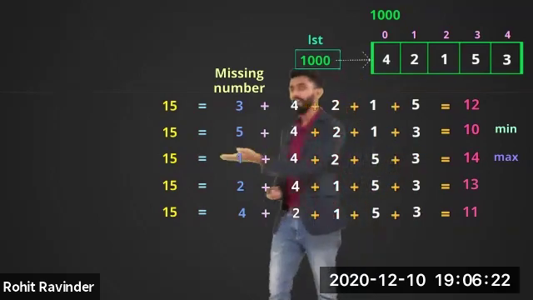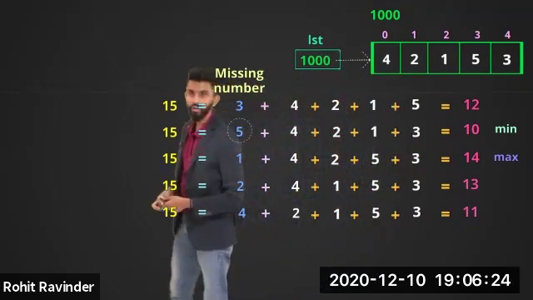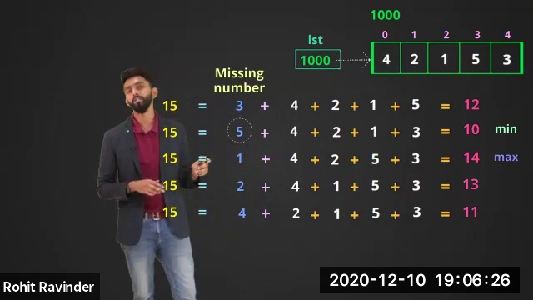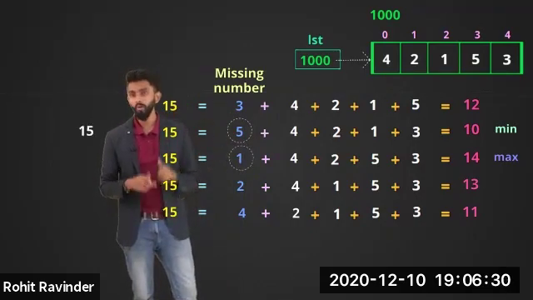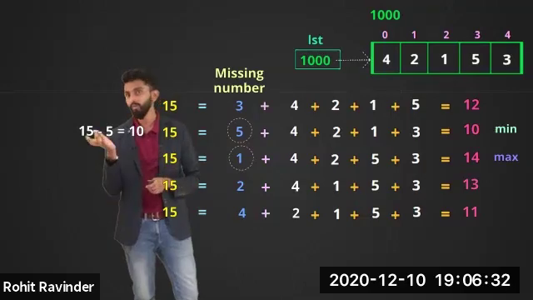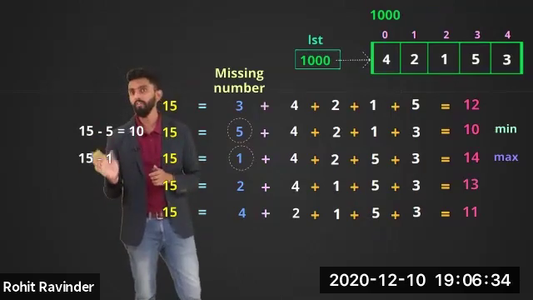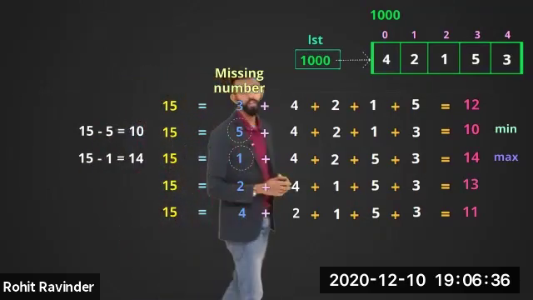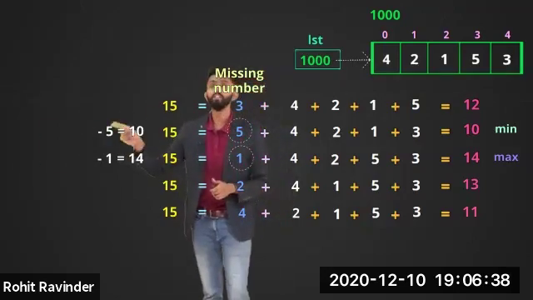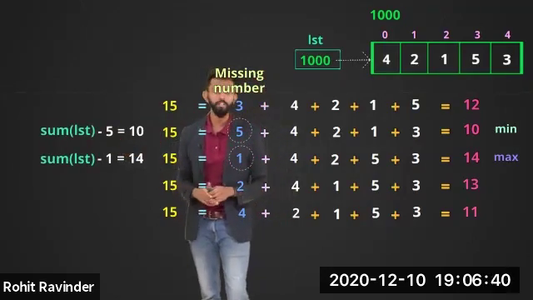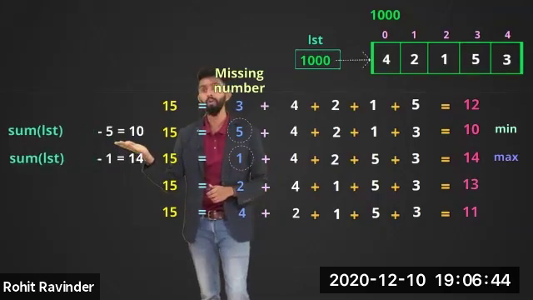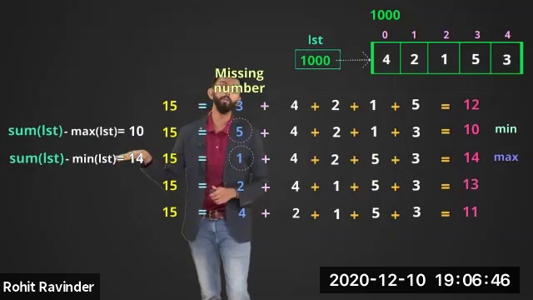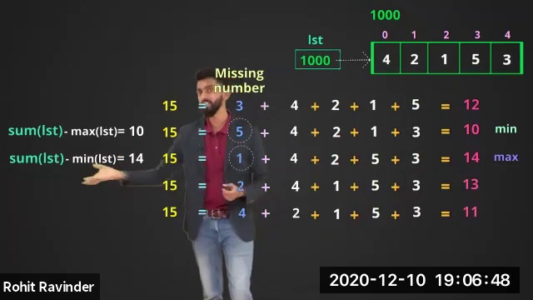That's it. That is what I'm also just writing and showing you, which is this 5 is the maximum value, this 1 is nothing but the minimum value, these are nothing but the sum. So 15 minus 5 is 10 and 15 minus 1 is 14. This 15 is nothing but the sum of all the elements in my list. This 5 is the maximum value in my list. This 1 is the minimum value in my list. This is it. That is the solution.